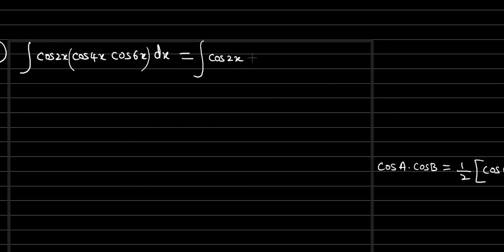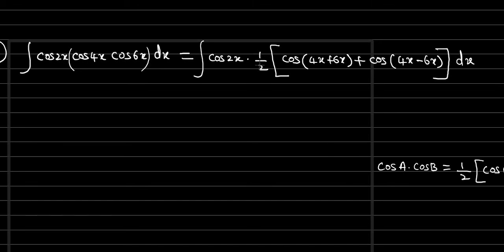So what is that? 1 by 2 cos A plus B. So cos A plus B, that is angles, right? Angles, first we need to add 4x plus 6x. Next plus, now subtraction, cos 4x minus 6x dx. That's all. Now this 1 by 2, we'll take it outside. Integral cos 2x into cos 4x plus 6x is how much? 10x. Plus cos 4x minus 6x, minus 2x dx.